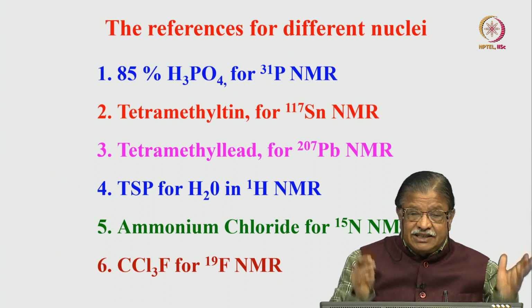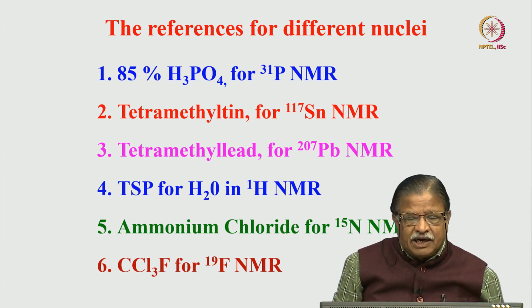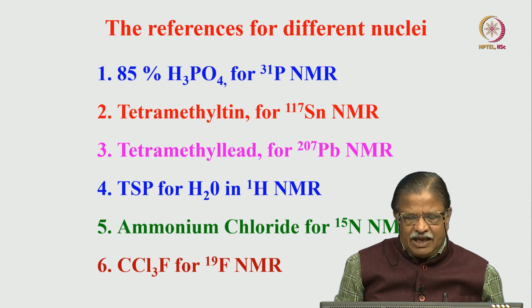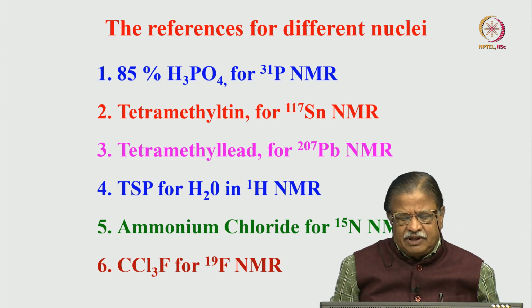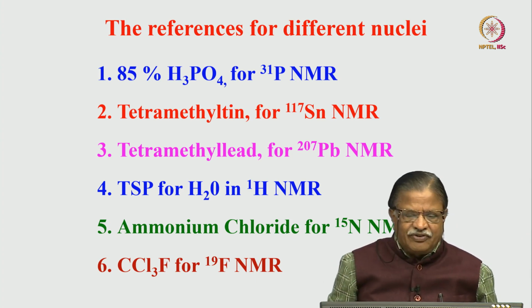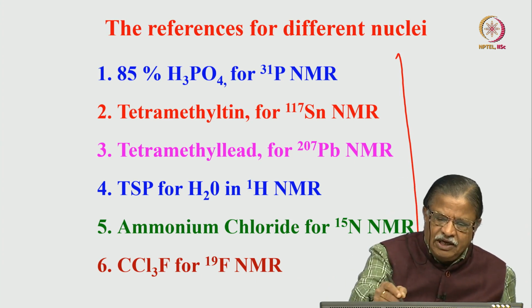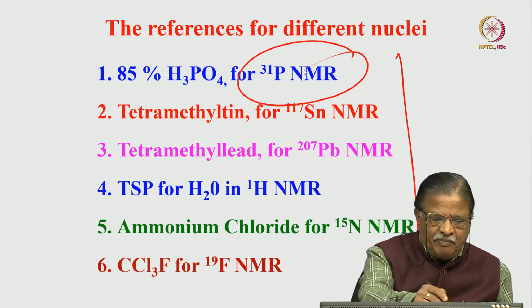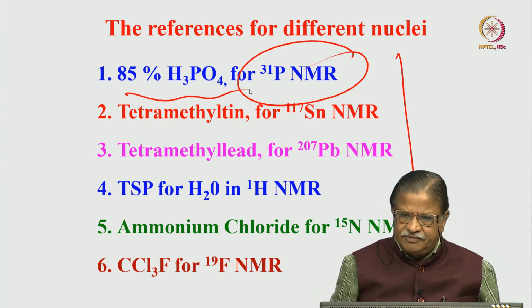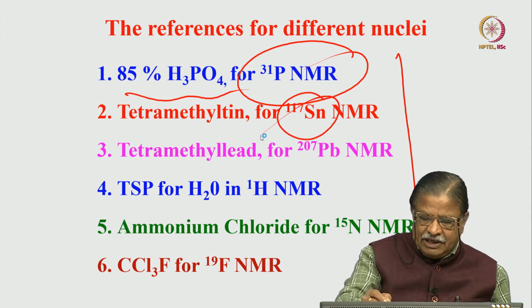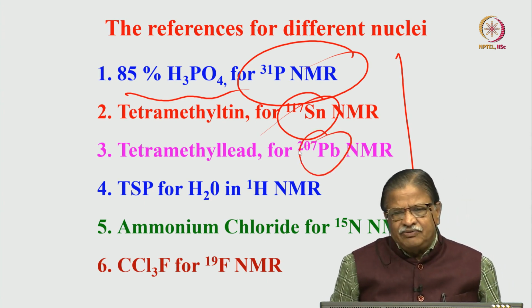Of course, as I said, there are so many elements in the periodic table, and everything can be studied by NMR. Then for each nucleus, there must be a reference. When you take the NMR spectrum, it has to be referenced to some peak. Those references are available in books. For example, if I want to take 31P NMR, 85% H3PO4 is used as the reference. Tetramethyltin is used for tin NMR, tetramethyllead for lead NMR.